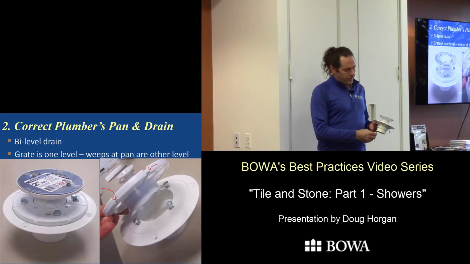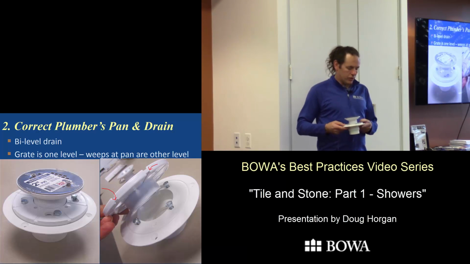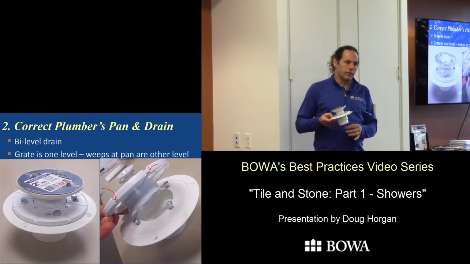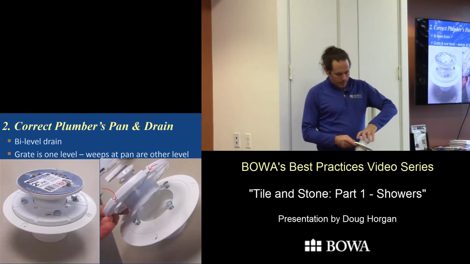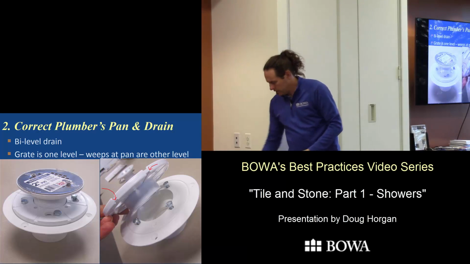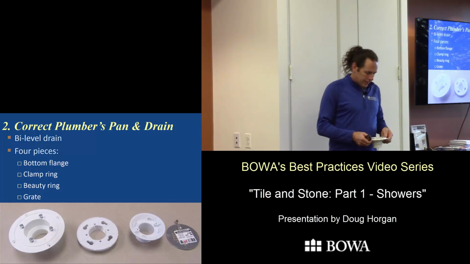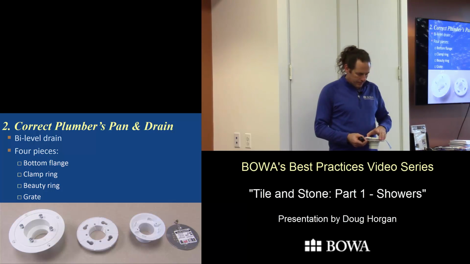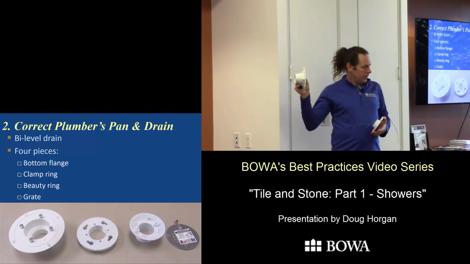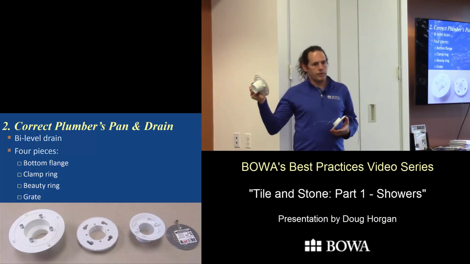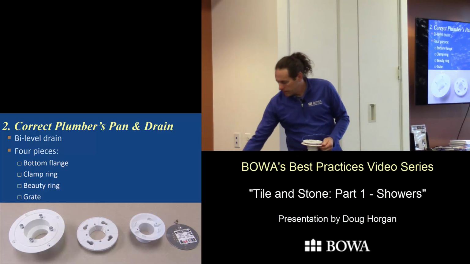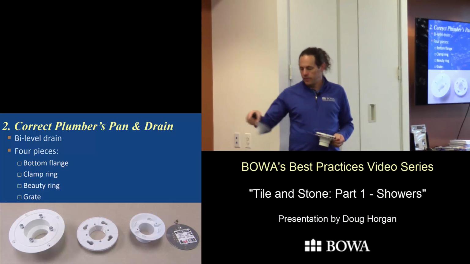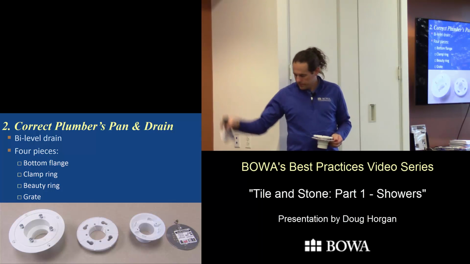And there are weep holes, which these blue strings represent the water going through the weep holes down at the bottom. All right, so let me go ahead and pop this off. As I said, there are 4 pieces. The bottom flange piece, or the drain body, the clamp ring, and then what's called the beauty ring, which the grate attaches to. Okay.